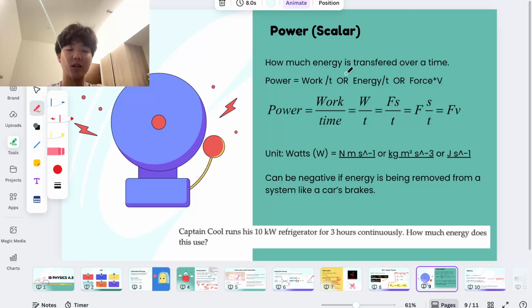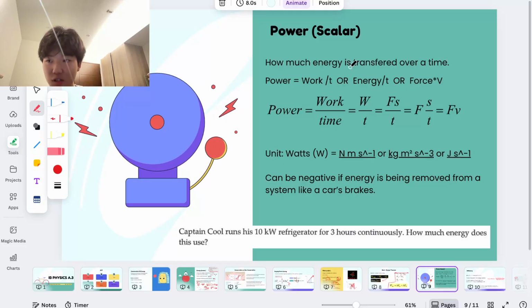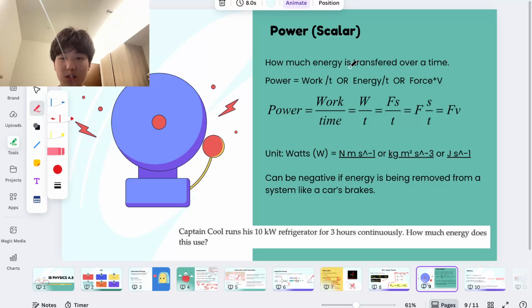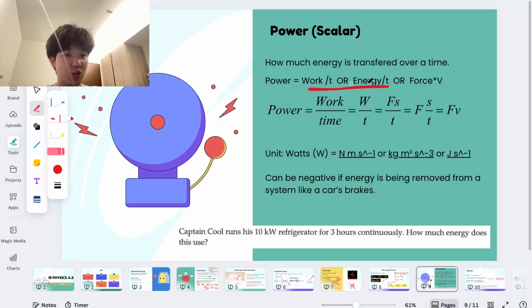How much energy, it's basically how much energy is transferred over a time. So think of a punch versus a push. A punch has more power because you transfer so much energy in so little time, whereas a push transfers some energy over a longer period of time. So that's basically what power is. And power is work divided by time or energy divided by time. These can be used interchangeably.